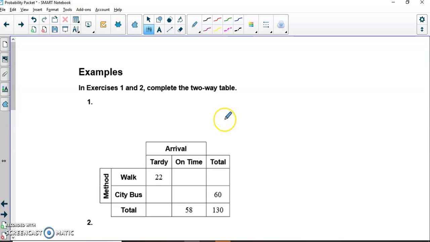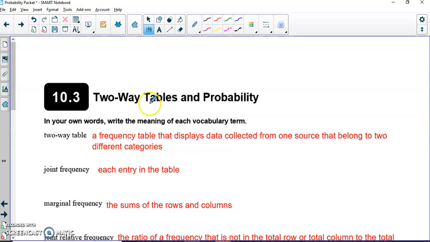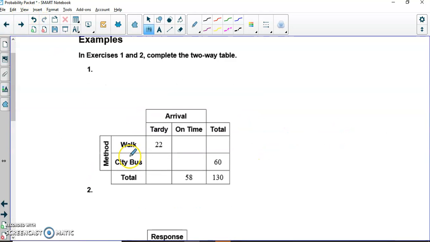Okay, so this is what a two-way table looks like, although usually it's filled in all the way. And we're going to fill it in, that's what we have to do. But you can see that there's the method of transportation and there's also the arrival. So two different categories. So it's a way of organizing your information. You put one over here and you put one over here.